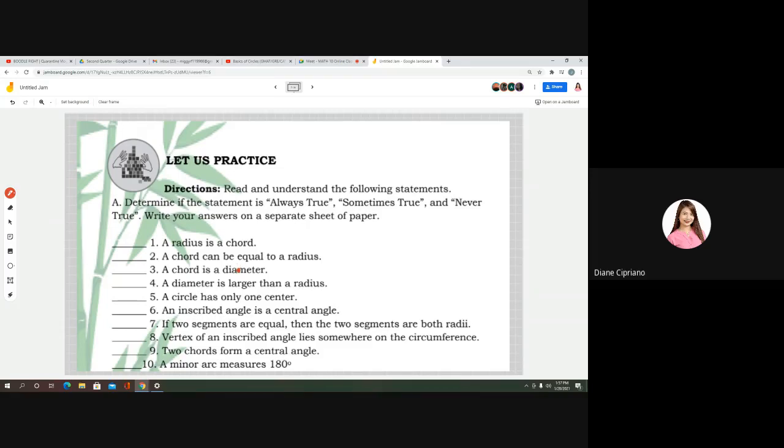So, for the radius, a radius is a chord. Always true, never true, or sometimes true? Angel. Never true, ma'am. Okay, never true. Very good. Ma'am, bakit po? Kasi ang radius, from the central point to edge of the circle. And then the chord is from edge to edge of the circle. How about this one? A chord can be equal to radius. Always true, sometimes true, never true.